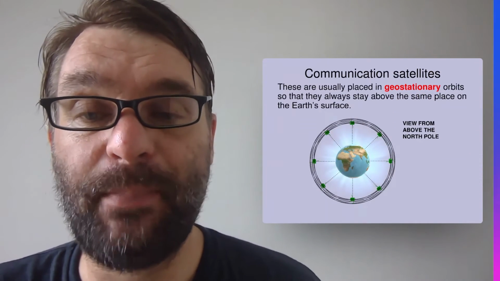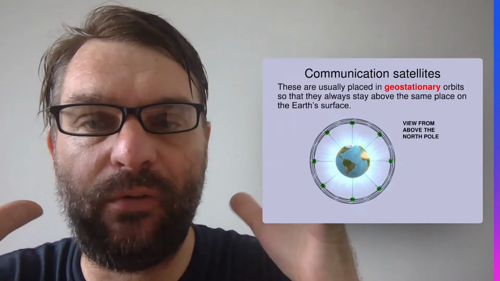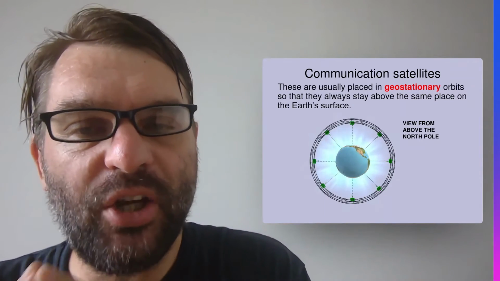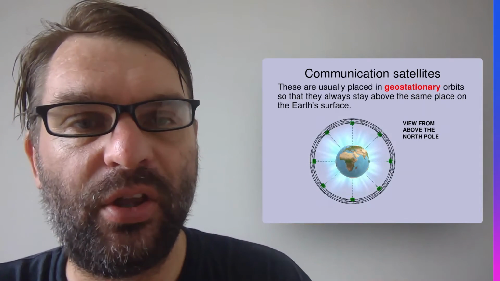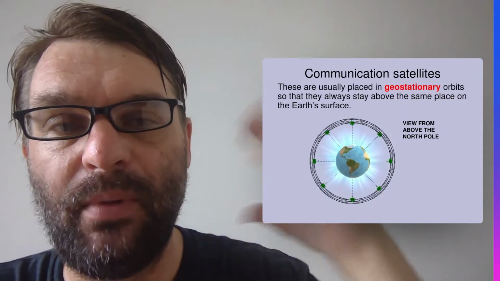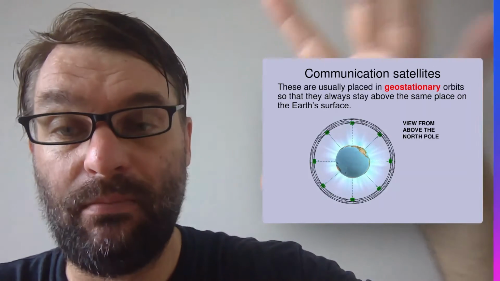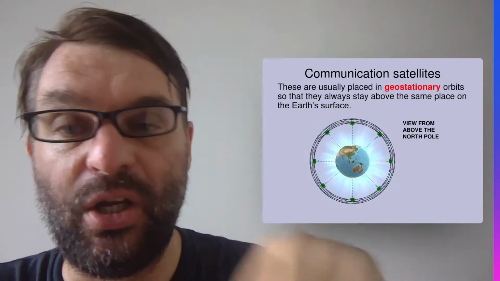And one important aspect of orbital speed is the idea of geostationary satellites. So geostationary satellites basically have the same speed as the spin of the Earth, okay? So it ends up being the same place above the Earth as it orbits around it.